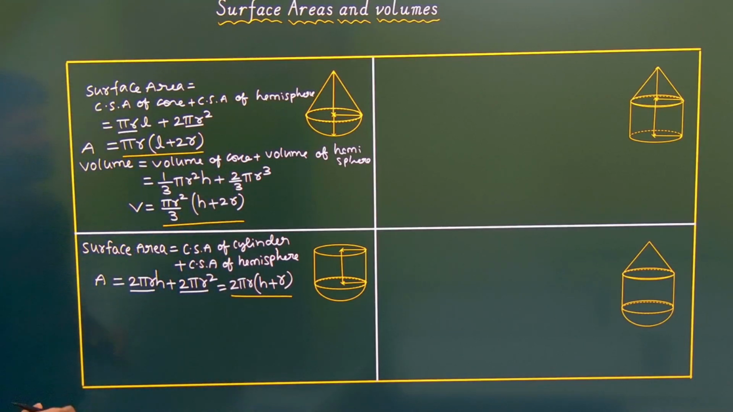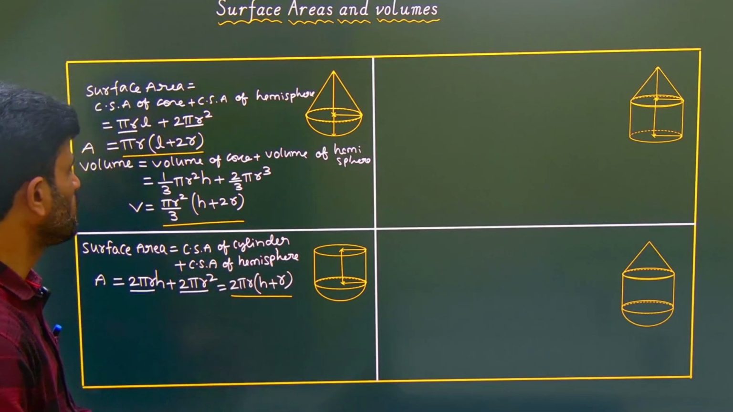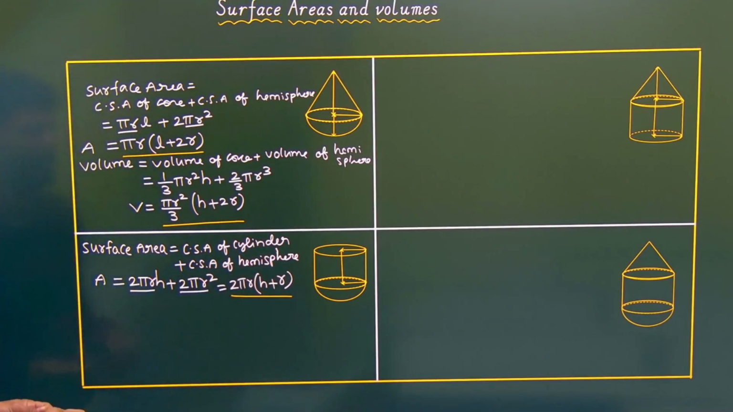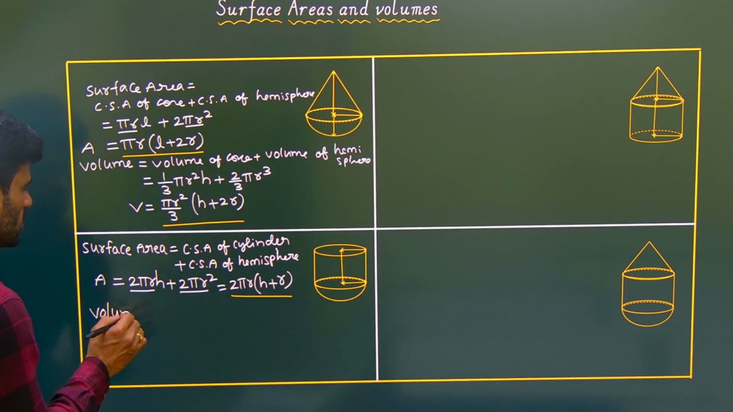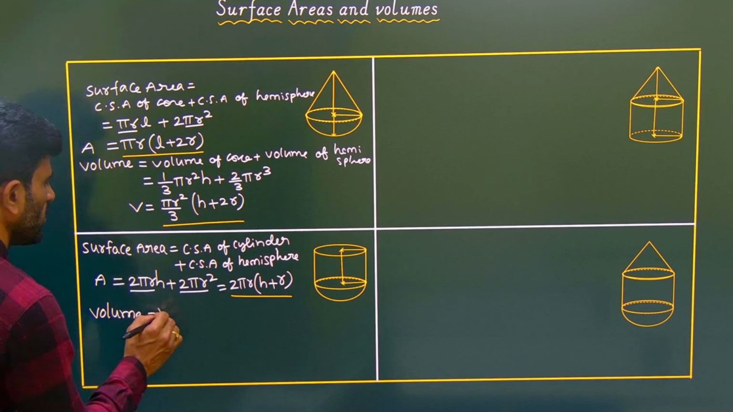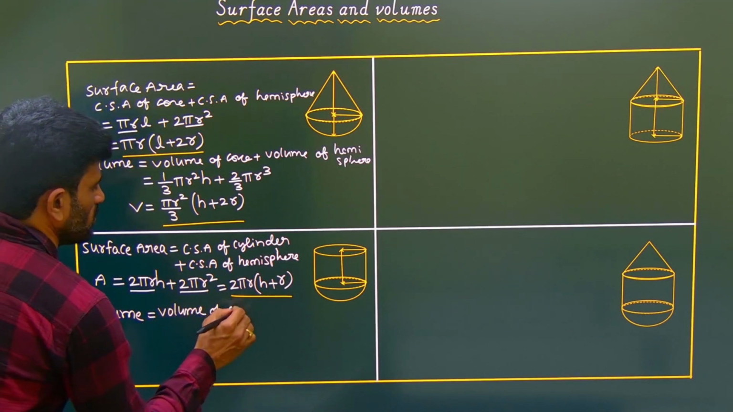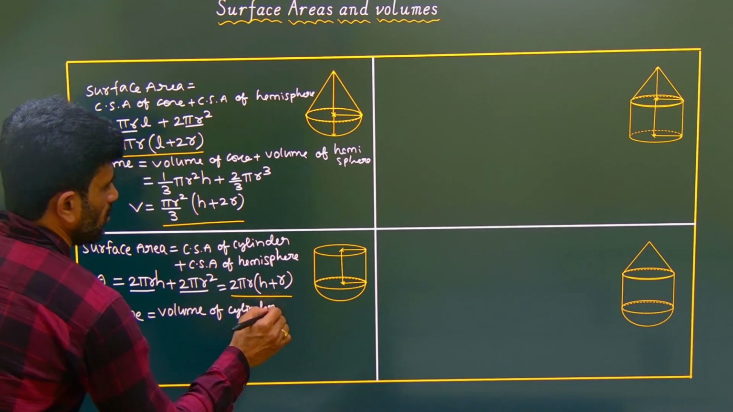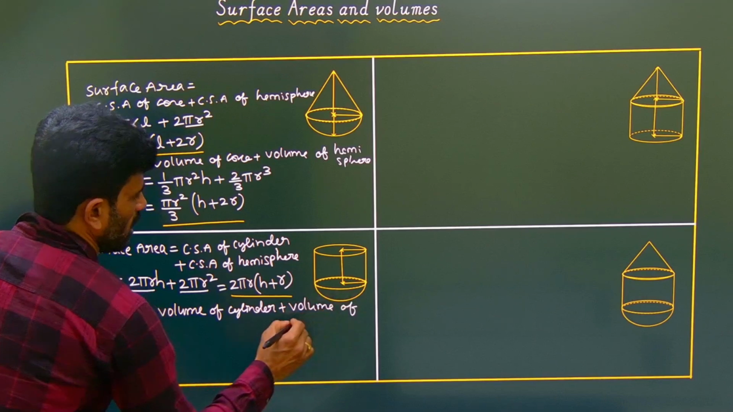Some students, they confuse when they ask you to find out surface area or total surface area. They add total surface area of cylinder and total surface area of hemisphere. That is wrong, because both the bases are going inside. So we will consider only curved surface area. Similarly, now if you want to find out volume, volume is no confusion. Volume is simply we have to add both the volumes. Volume of cylinder plus volume of hemisphere.